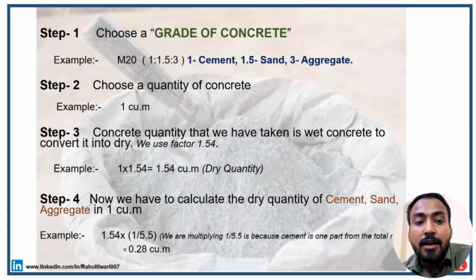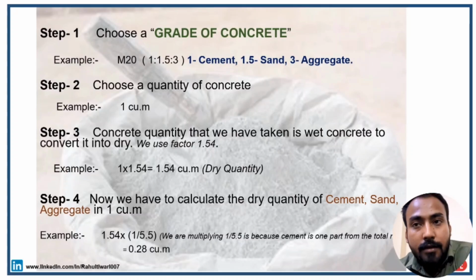The second step is to choose a quantity of concrete, that means for how much concrete you want to calculate the quantity. For 1 cubic meter, 2 cubic meter, anything you can take. For example, I have taken 1 cubic meter. And then step 3 is concrete quantity.